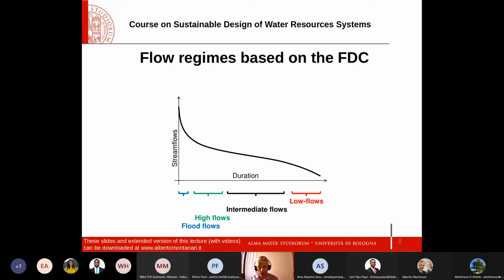So the question is, what is the design flow? And this is a big question, because when you design a water supply system, a hydropower plant, an irrigation system, your main question is the design flow, which means the max capacity in terms of water usage of the structure, of the water supply system or the hydropower plant. Keep in mind that this question is relevant, because if you increase the design flow, you increase the construction costs and the maintenance costs, and you may use the system at its max capacity only for a reduced number of days in the year.